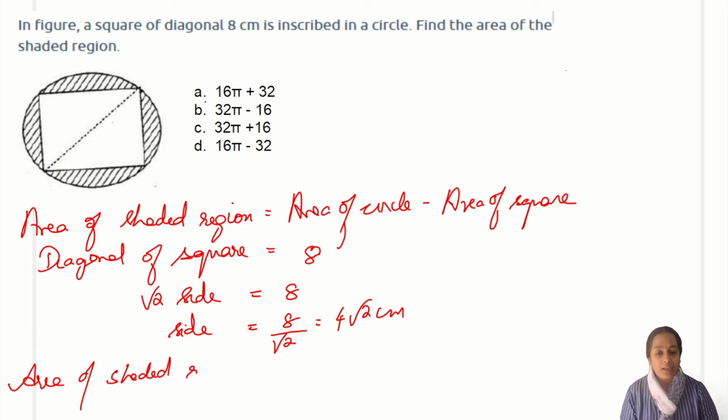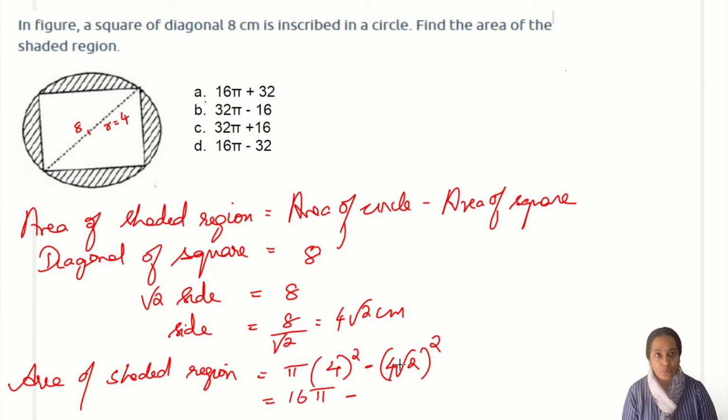Now going back again to the formula we have written to find the area of the shaded region. Area of the shaded region will be area of the circle minus area of the square. The circle has a diameter of 8 because the diagonal of the square is the diameter of the circle. So the radius is 4. So pi 4 square minus area of the square. Side of the square is 4 √2, so area is going to be (4 √2) square. So we have 16 pi minus 16 into 2, 32. So 16 pi minus 32. Option D is the correct answer.